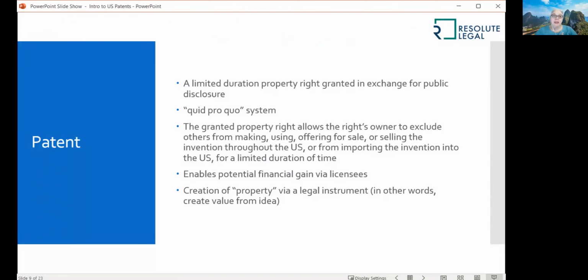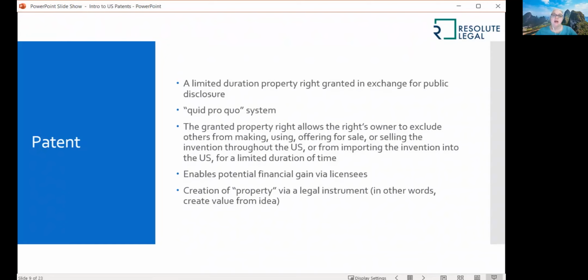By making it public, it encourages other people, it inspires other people who come later to further improve upon that which is done before. So it's a self-renewing cycle. The patent itself allows for the creation of property via a legal instrument from an idea.